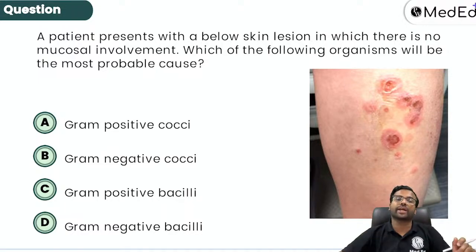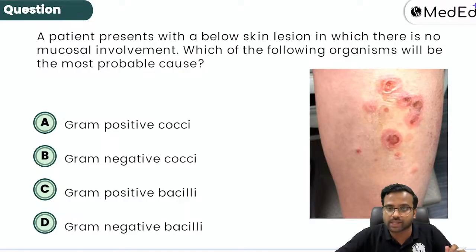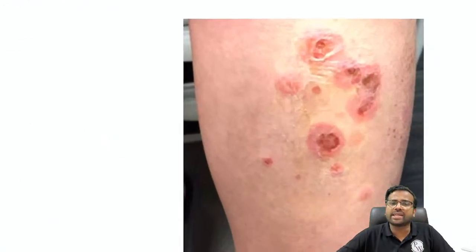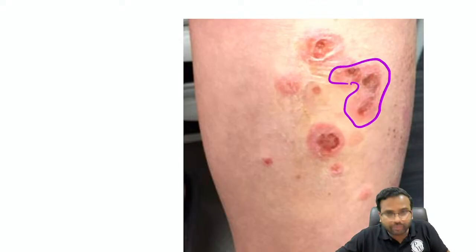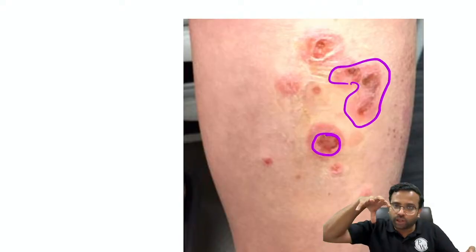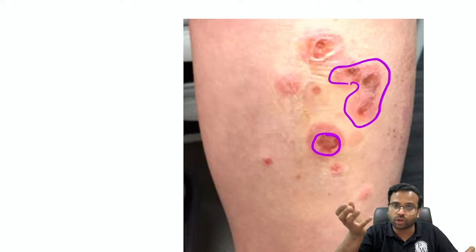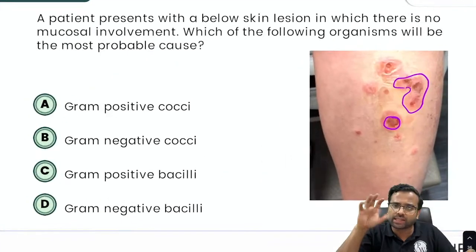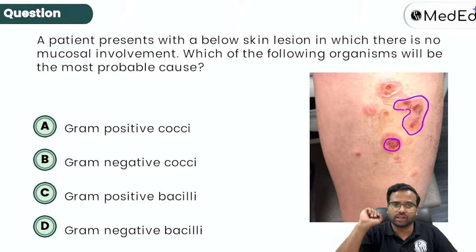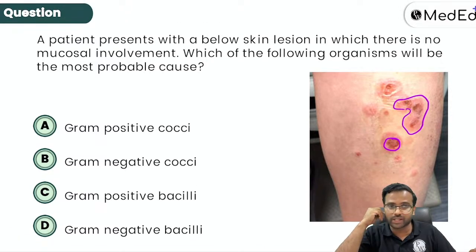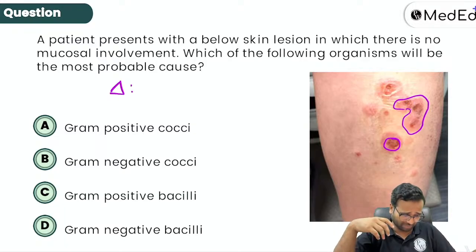Which of the following organisms will be the most probable cause? What I see here is erythema in the lesion, and in the central part there is something like a bulla which has now ruptured. So there would be a bullous lesion which has now eroded, and there is some erythema as well. So what could be the diagnosis here? If anybody could think of it on a clinical aspect and make out a differential diagnosis or diagnosis.